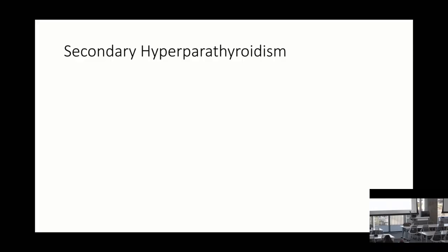And then I briefly talked about secondary hyperparathyroidism. This is where you have low calcium. That's the first thing that happens. There's low calcium.